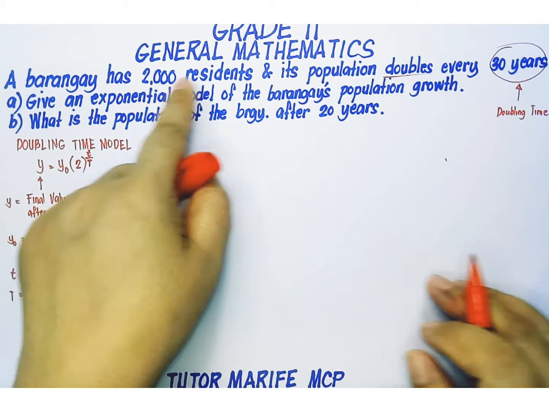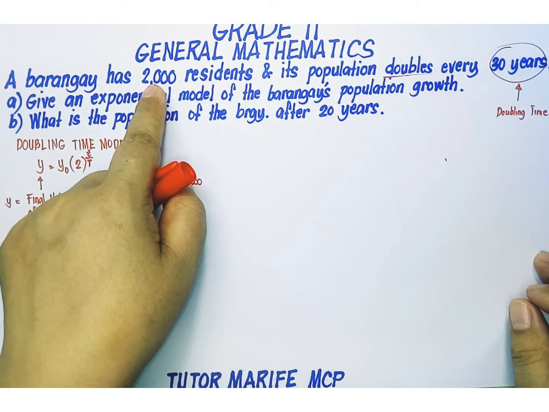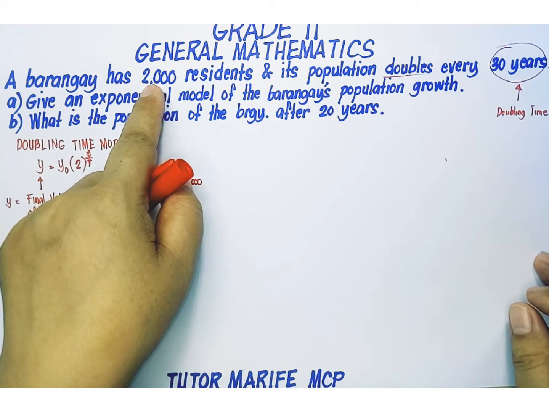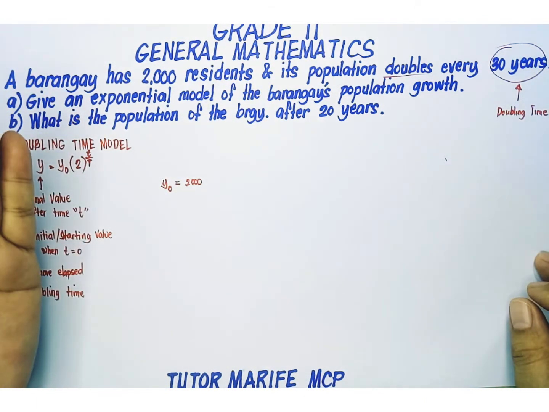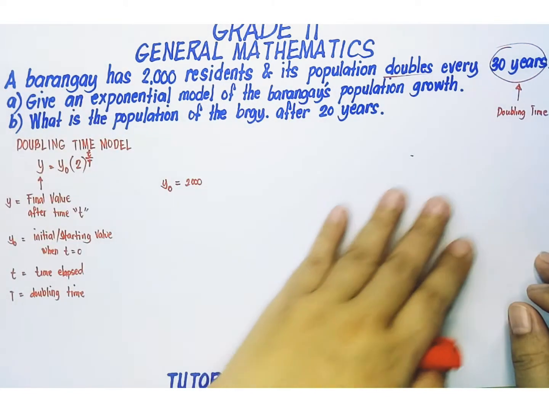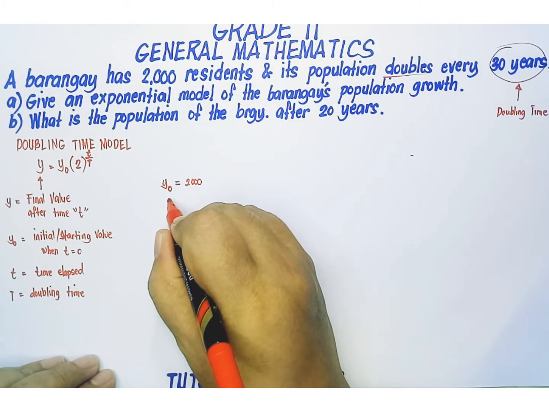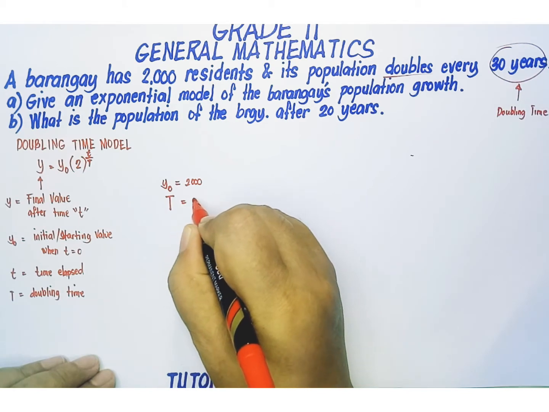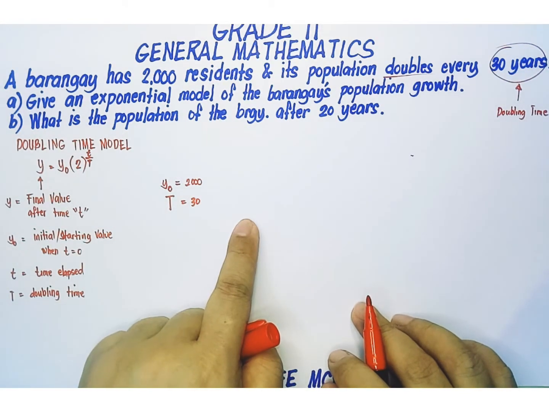Okay, so that means, pagsapit ng 30 years, 2,000 becomes 4,000. So, yun ang ibig sabihin nun. Pag another 30 years ang lilipas, yung 4,000 madodouble ulit. Magiging 8,000 ang population. So, yun ang ibig sabihin nito. Okay? So, yung capital T natin that represents the doubling time is 30. Ang unit of time natin ay years.